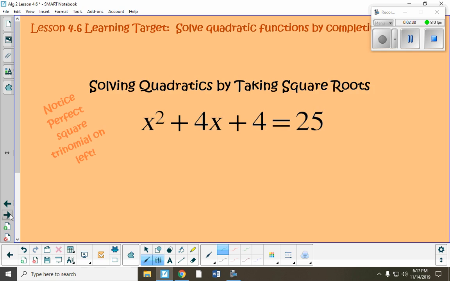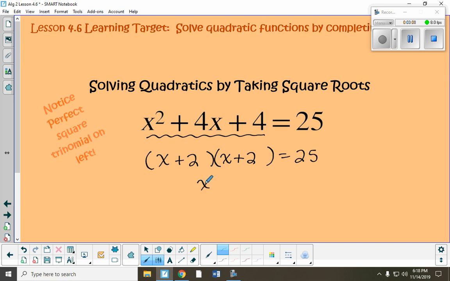And let's move into this next type of problem. Now here, notice on the left, we have a perfect square trinomial, which could be factored into two binomials. So we could write x plus 2 and x plus 2. If we multiply these back together using FOIL, we would end up with x squared plus 4x plus 4. And that equals 25. Now let me show you why this is a handy strategy when you have a perfect square binomial. We can write it x plus 2, quantity squared, equals 25.